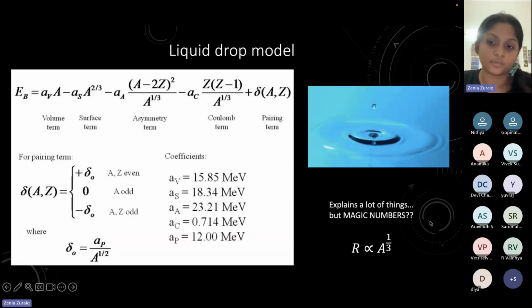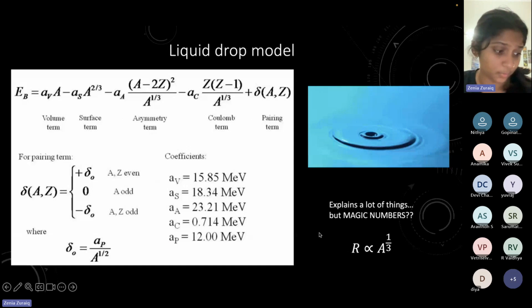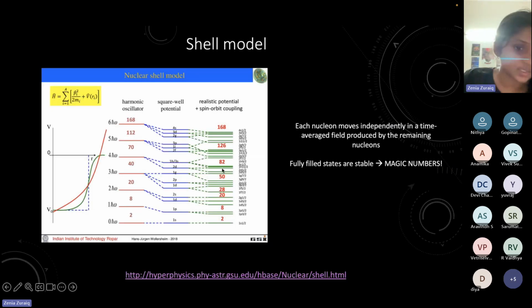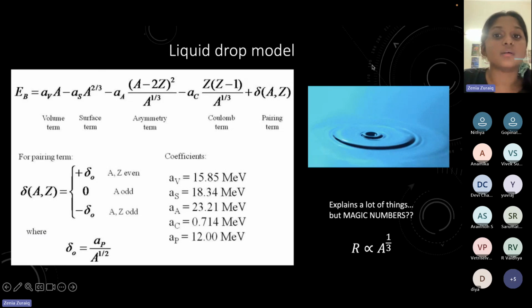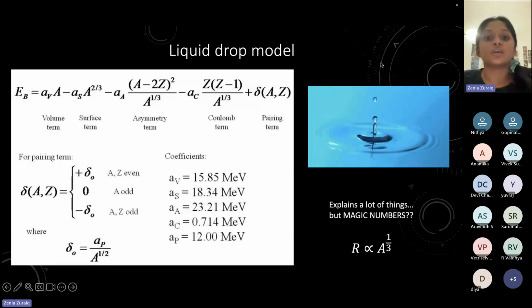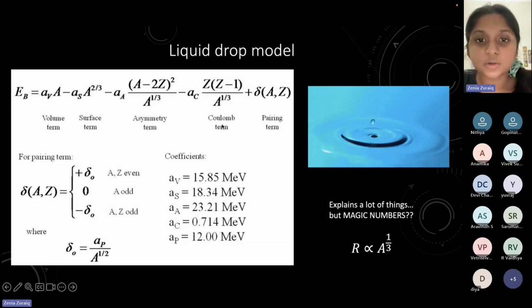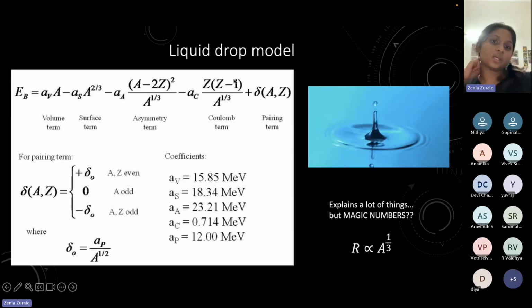So R to the power A, R² is proportional to A to the power 1/3, is very important. I see that some other people have also given the answer. So very good, you all understood the concept. The next two terms, one is the Coulomb term. The Coulomb term is again very important.